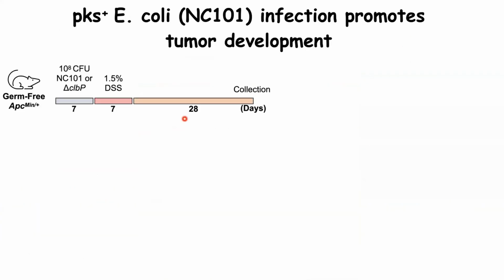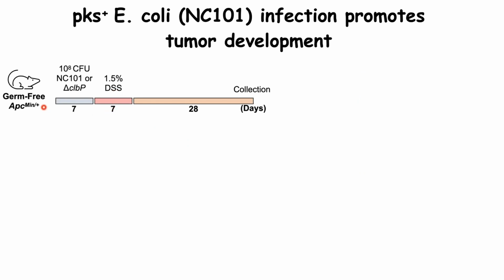All right. Using this system, it's a germ-free mouse. APC-min mice are genetically susceptible to small bowel polyps. APC mutation is found in 80% of sporadic cancer. So it's a very relevant model, but it's mostly developing cancer in the small bowel. But when we expose these mice to dextran sodium sulfate, which is inducing some wounding of the large bowel, then you see a significant increase of tumors in the colon.